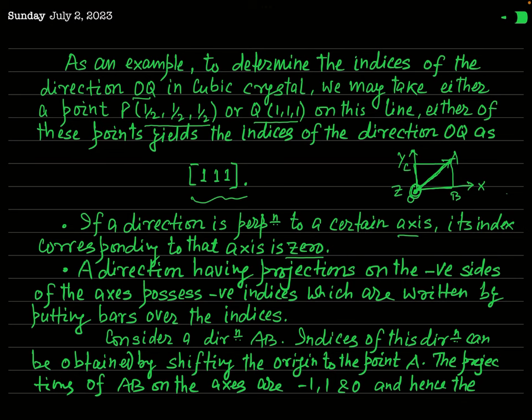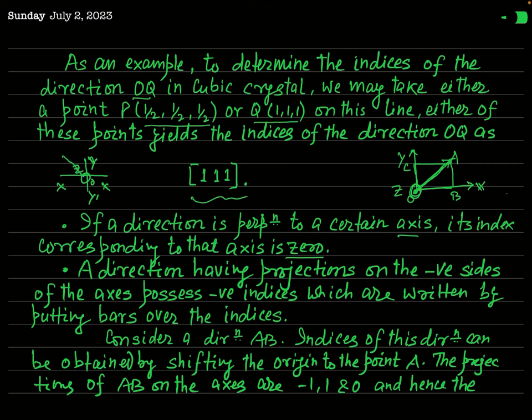Now, it is also possible that the projection of the vector will be on the negative side of the axis. For example, if you consider that this is your x axis, and this is your y axis, and the z axis is perpendicular to this, which I am marking here by this small circle.